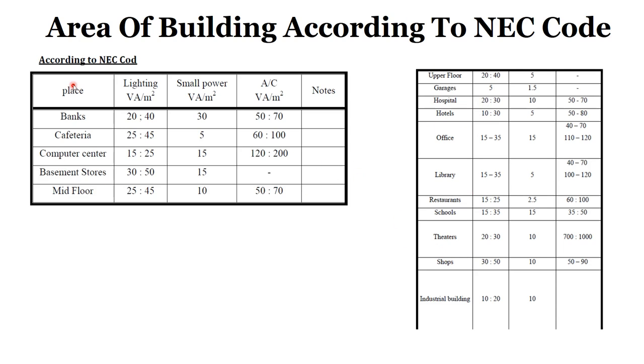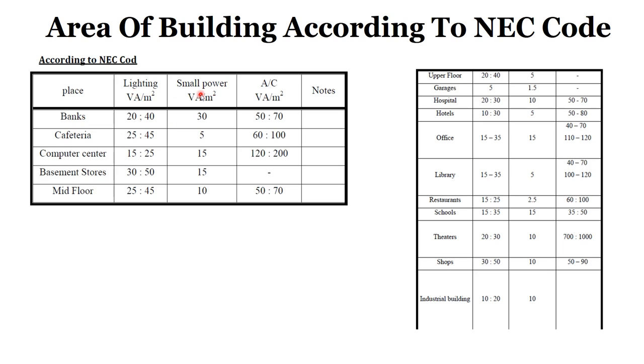Okay, each one of these inside the NEC code or National Electrical Code, you will find that we have lighting, we have small power or the power sockets, and we have AC or the air conditioning system or the HVAC system, depending on the system you are using. Okay, so the units in each of these, as you can see in the place, for example bank, we have lighting, small power, air conditioning.